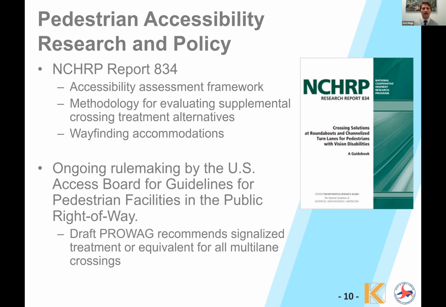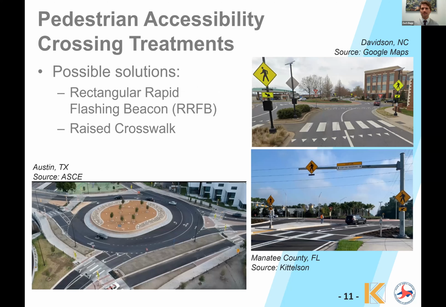Ongoing rulemaking by the U.S. Access Board has been going on and planned for the last 10 years or so, but really the requirements that will be enacted eventually state that some signalized form of crosswalk or an equivalent treatment is going to be recommended at all multi-lane roundabout crossings. And so just having those tools in our toolbox from 672 and some of the previous research for roundabouts is not going to be enough. We're actually going to need to add some additional treatments. So I'll provide some examples on the next slide of what these are.